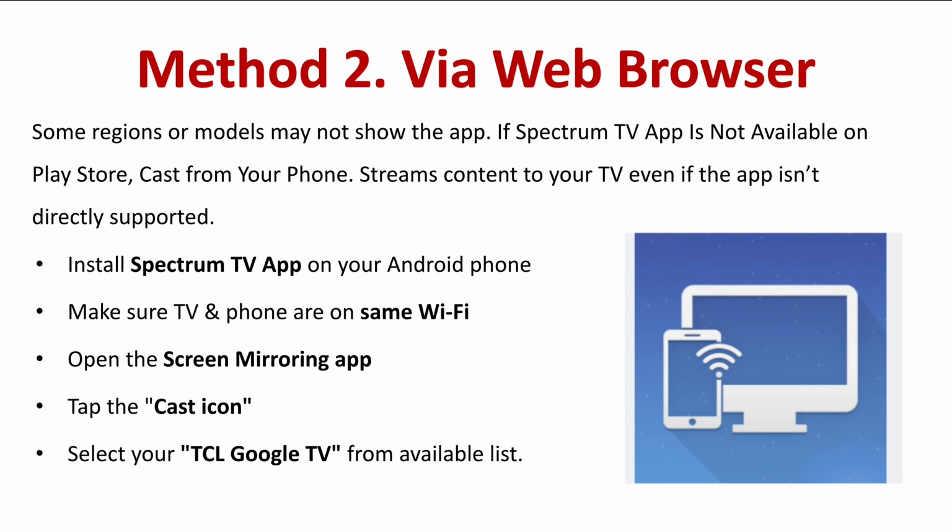So install Spectrum TV on your Android phone. Then make sure TV and phone are on same Wi-Fi. Then open the screen mirroring app, tap on cast icon, select your TCL Google TV from available list.